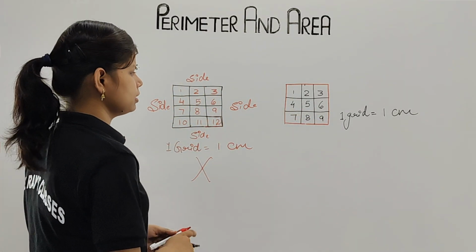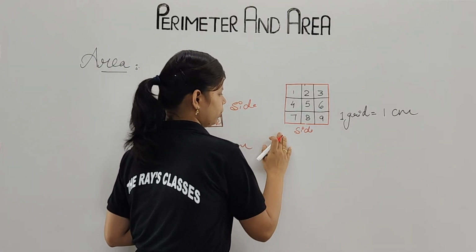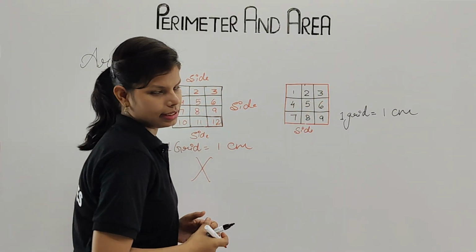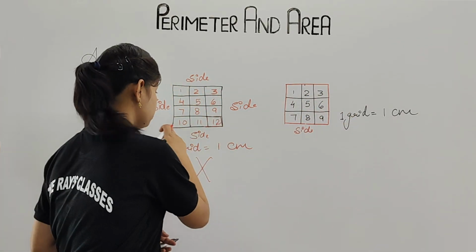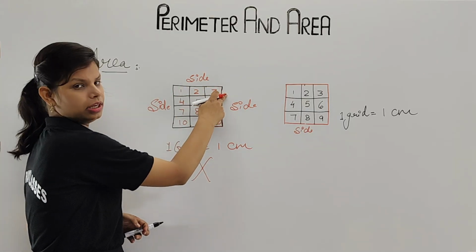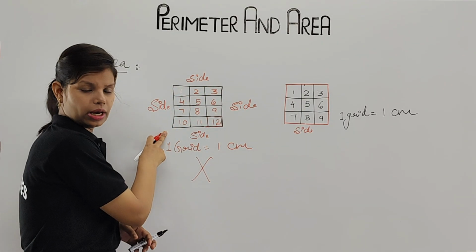Again when we are going to discuss, this one is your what? This will be your side. And you know, in the shape of a square, all the sides are equal. That's why this and this, all sides should be equal. In this figure, what happened? Here we are having 3 and this side we are having 4. So this is not an example of a square figure.